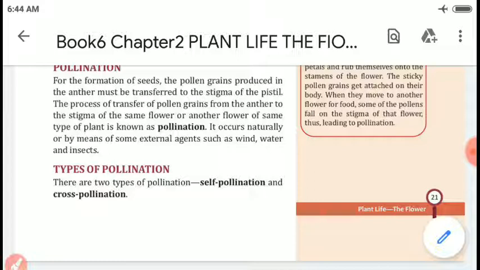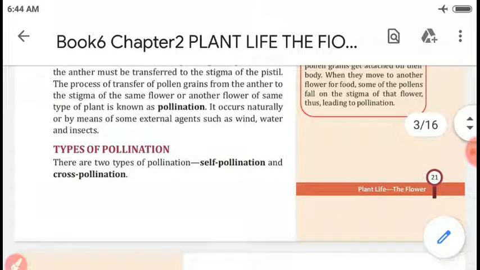Pollination is the process of transfer of pollen grains from anther to stigma of the same flower or another flower of the same type of plant. It occurs naturally by means of some external agents such as wind, water and insects.